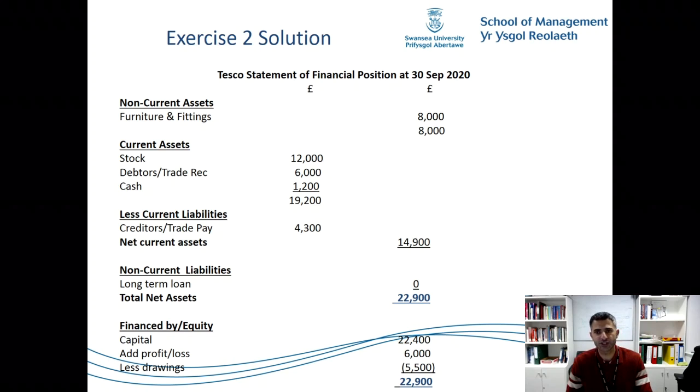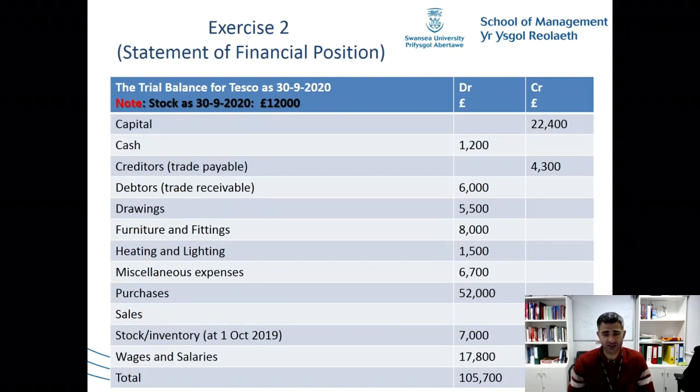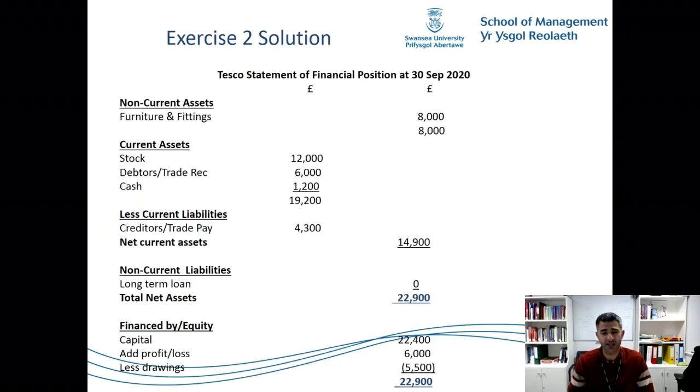This is the statement of financial position at 30th of September 2020. Start with non-current assets. If you look at the statement, you will see we have furniture and fittings as a non-current asset, if you remember when we explained the items there. You listed furniture and fittings under non-current assets, and you find out the total of non-current assets, which is £8,000.